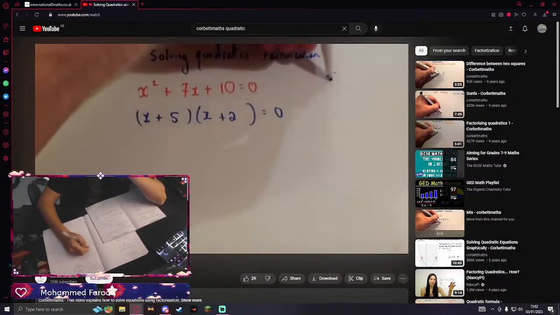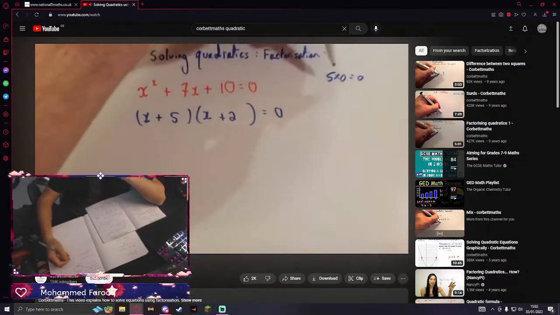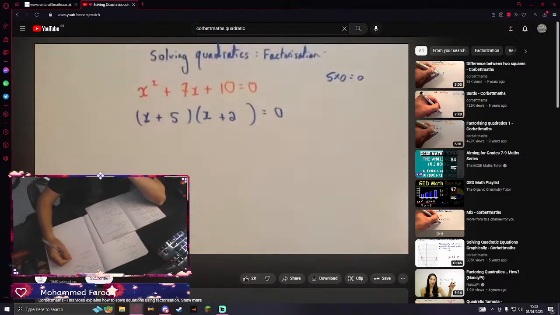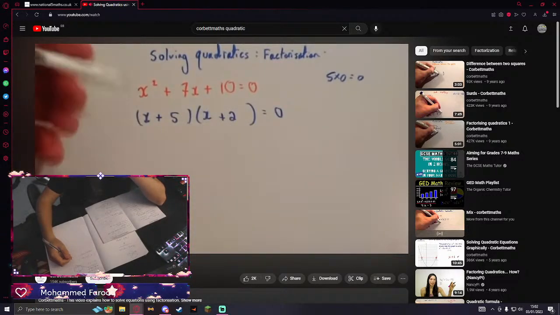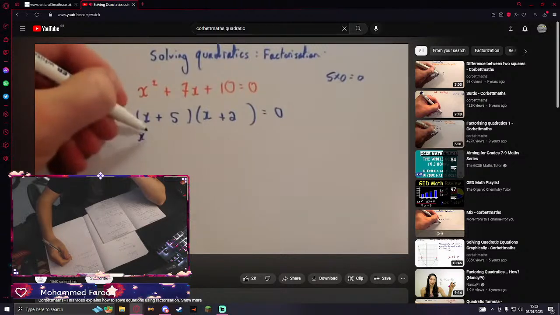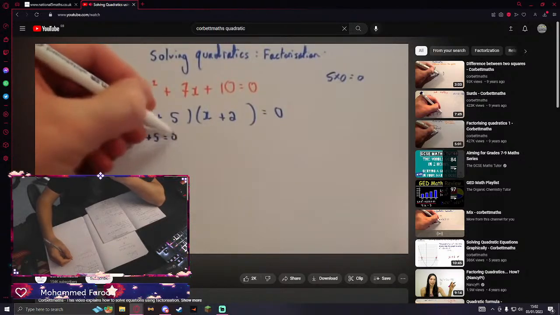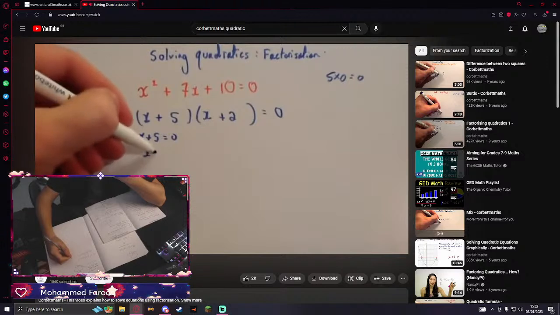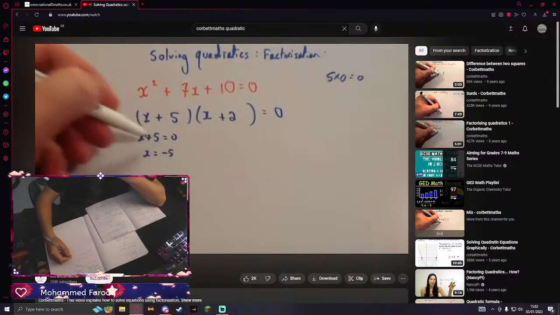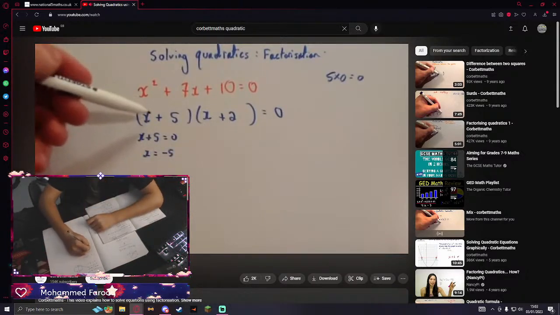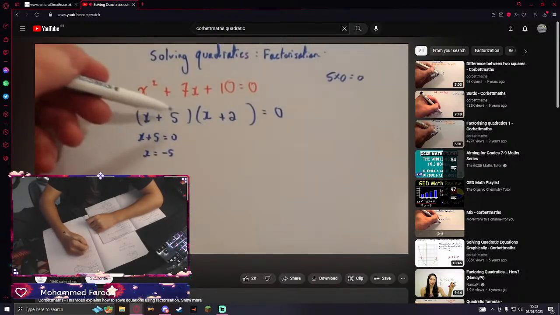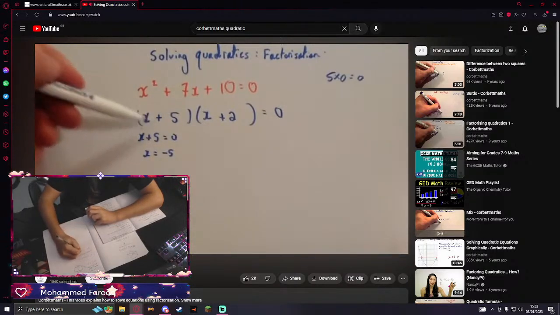For instance, 5 times 0 equals 0. So obviously one of the numbers here has to be 0. That means either this bracket is 0 or this bracket is 0. So for your first answer, we've got x plus 5 equals 0. That means x will equal minus 5 by taking 5 away from both sides. Or you could just look at it and say, well, minus 5 plus 5 is 0. So x is minus 5.